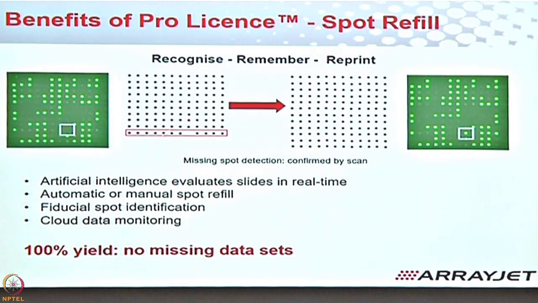So it remembers that there is something missing here, and what it does the next time you have a spot here. So here it's blank. Remember, these are the pictures that you get automatically from the camera. This is the picture that it showed without the spot. Then it recognized, remembered, reprinted, and it printed the spot. So you have an antibody there. Instead of wasting 4 or 5 slides without the antibody, it is tracking the antibody and printing it again.